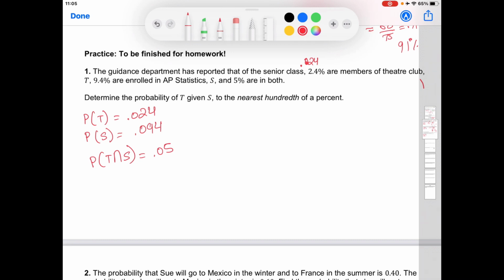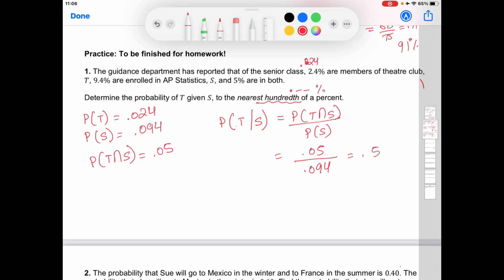Determine the probability of T given S. Determine the probability that they're enrolled in theater given they are in stat class, to the nearest hundredth of a percent. Hundredth has 2 zeros, right? So what would this be? Probability of theater and stats over probability of stats. Theater and stats is 0.05 over stats is 0.094. Put that in the calculator, you get 0.53191, which is the same thing as 53.19%, right? You're just multiplying by 100 or moving the decimal 2 places over.